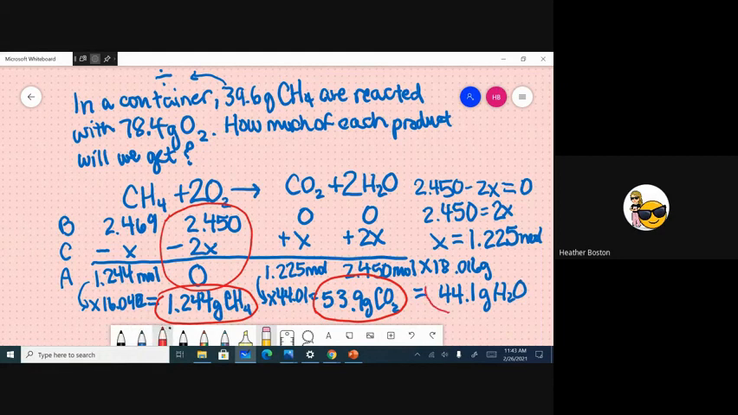So those are the answers to all the questions you should possibly ask. We started with a container that had 39.6 grams of methane and 78.4 grams of oxygen, and we ended up with a container that contained 1.244 grams of methane, 53.9 grams of carbon dioxide, and 44.1 grams of water. All right, how do we feel now?